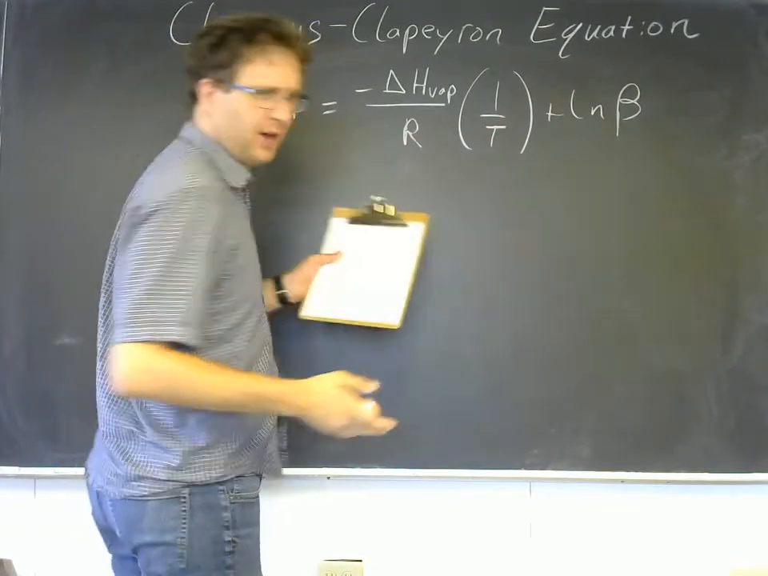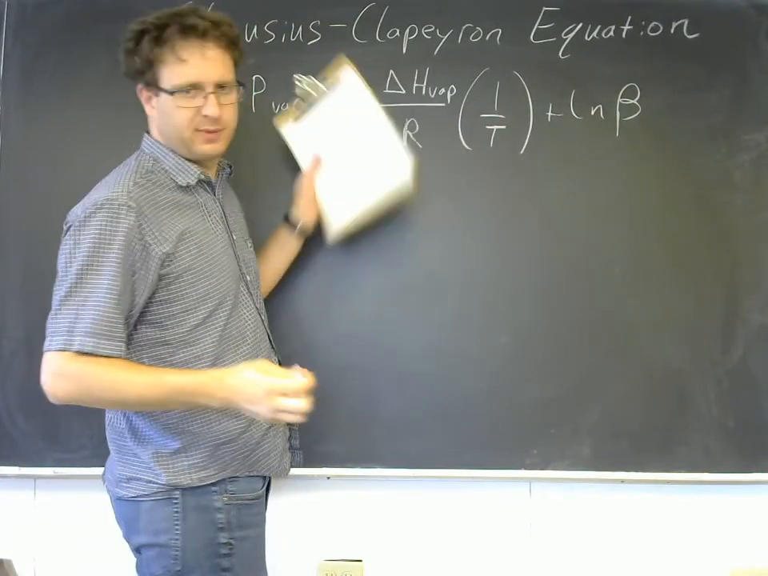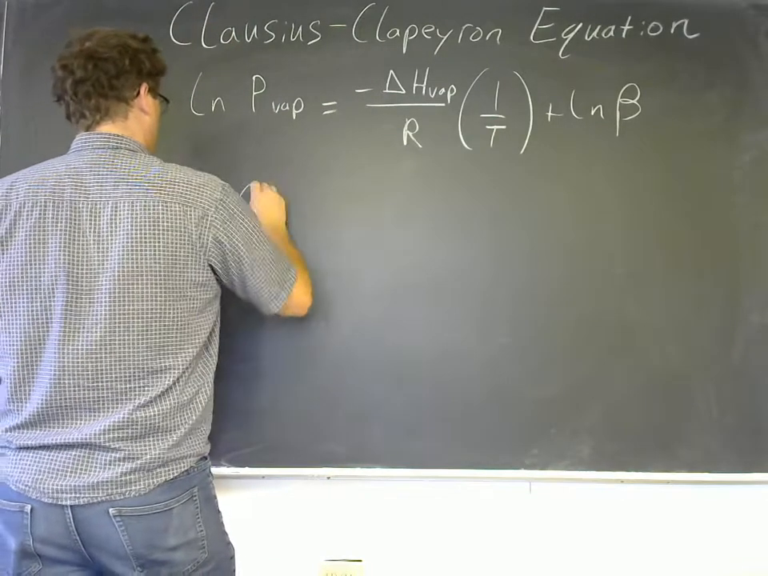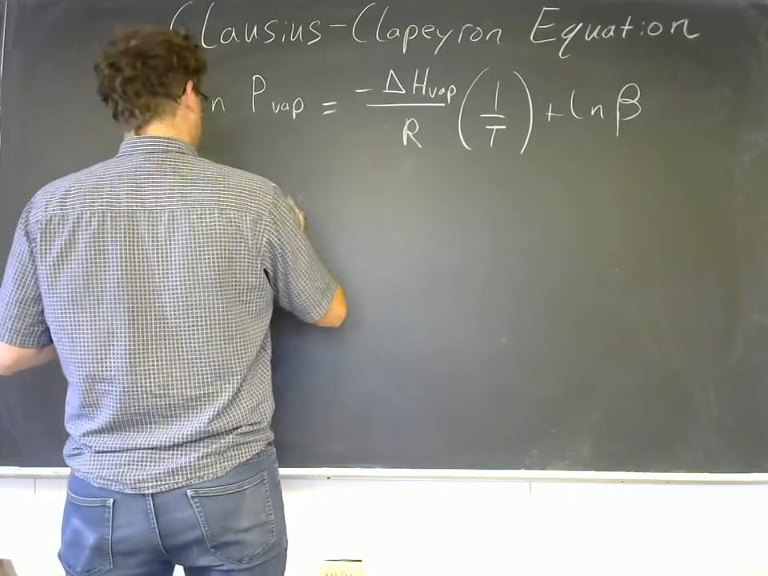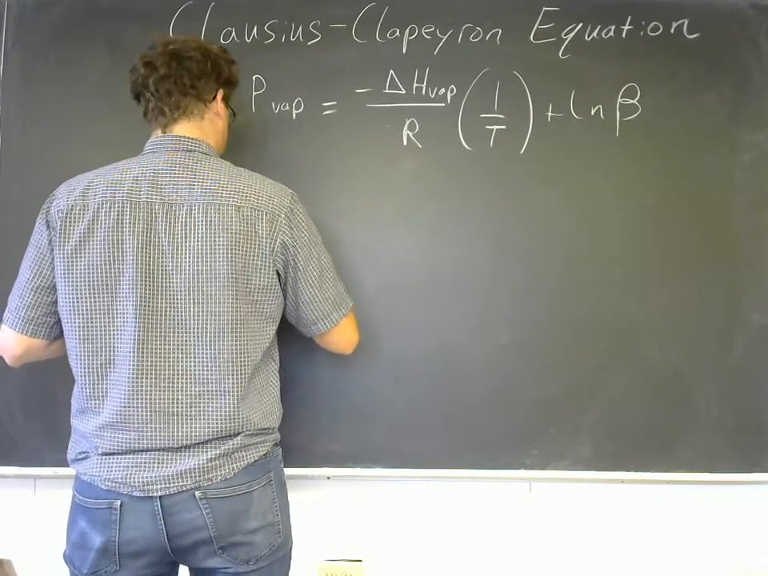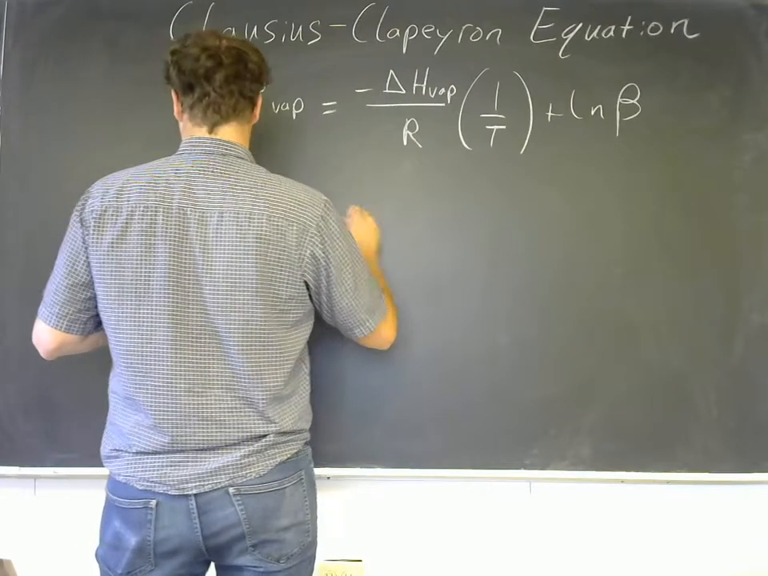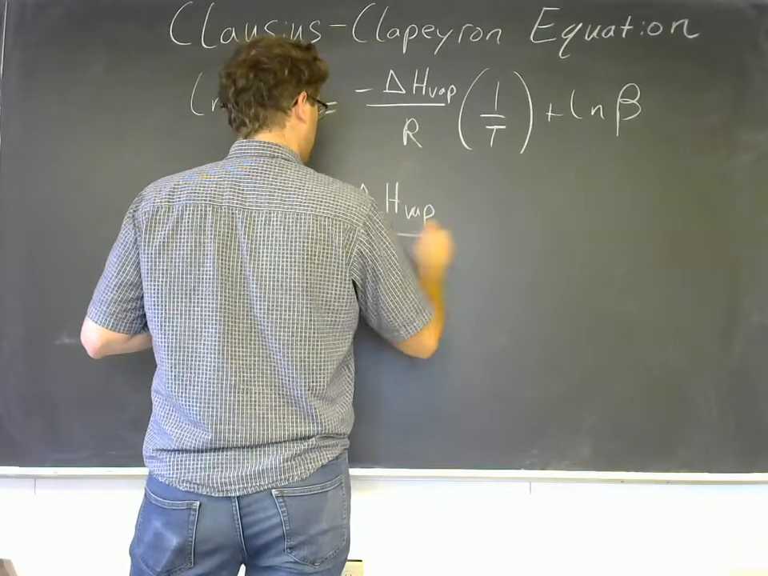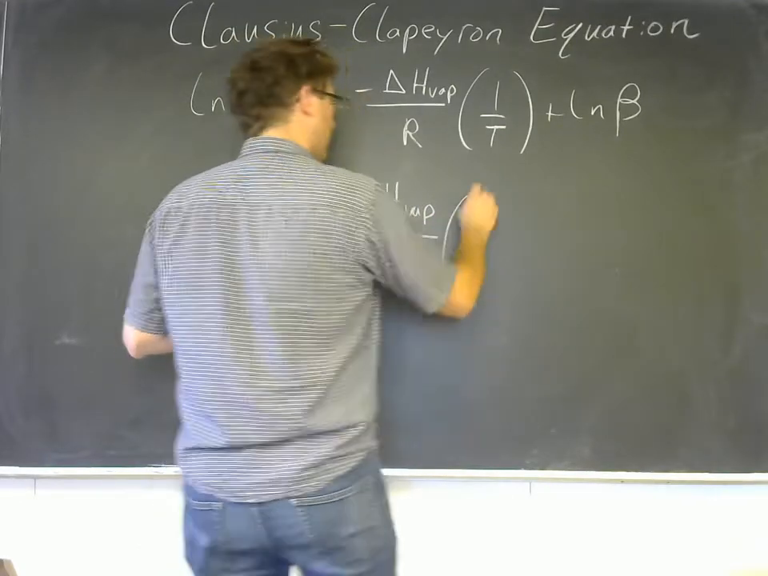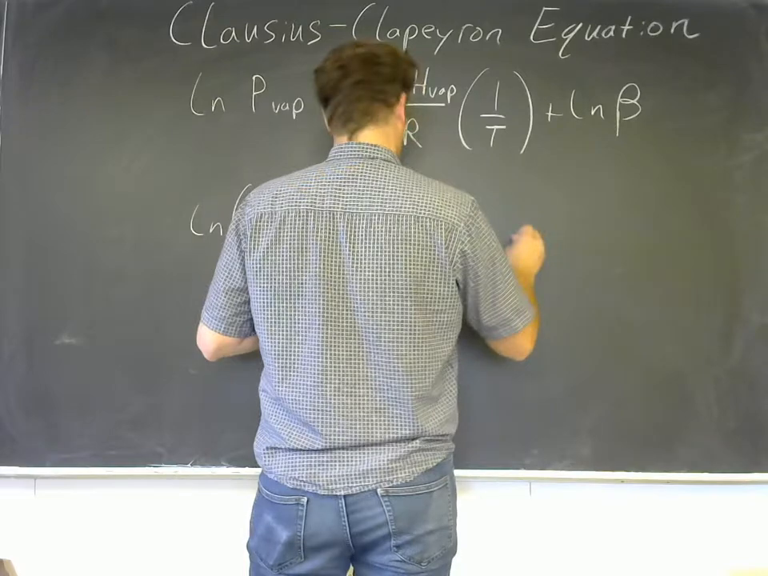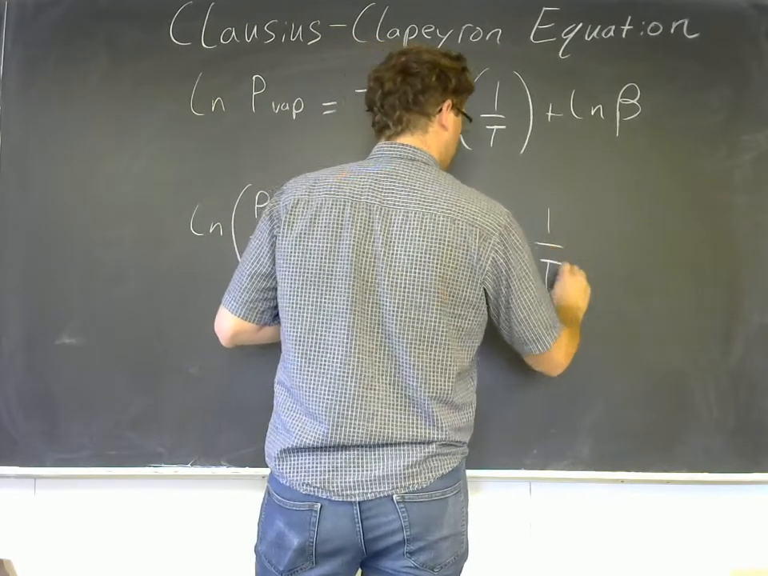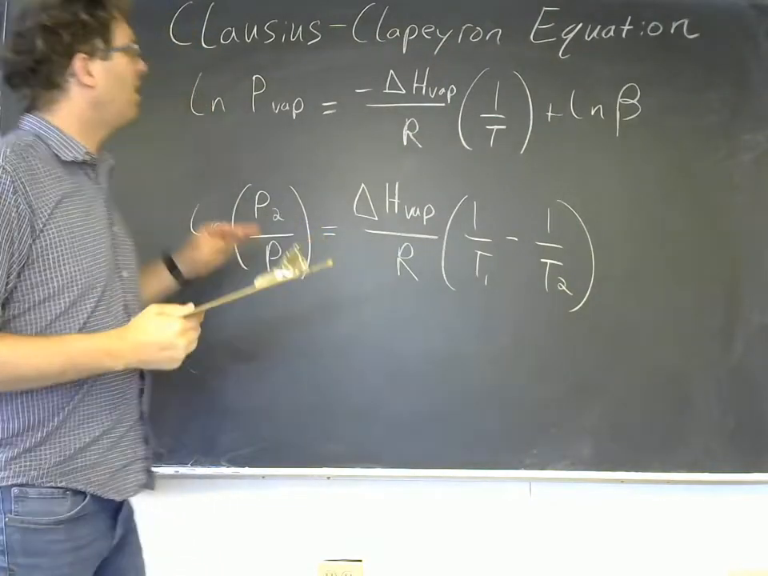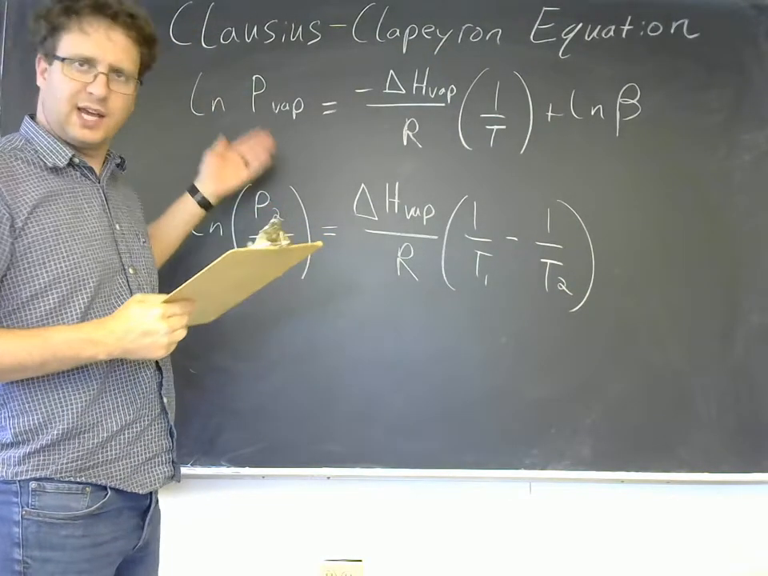I'll just throw up the other form, and then we'll talk about some of the figures in here. So the other form says that the natural log of P2 over P1 is equal to delta H vaporization over R times 1 over T1 minus 1 over T2. And so these are two different forms of the same equation.